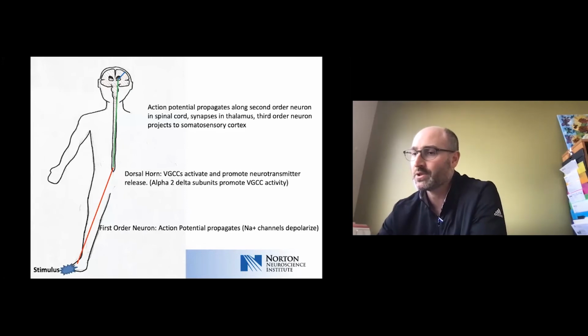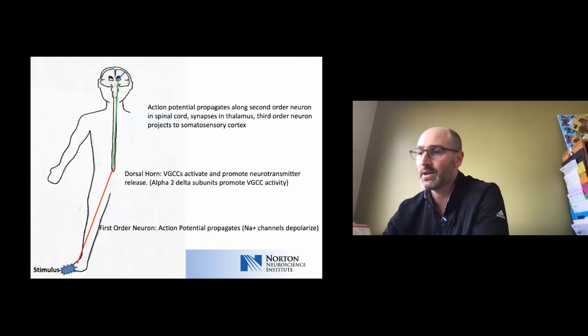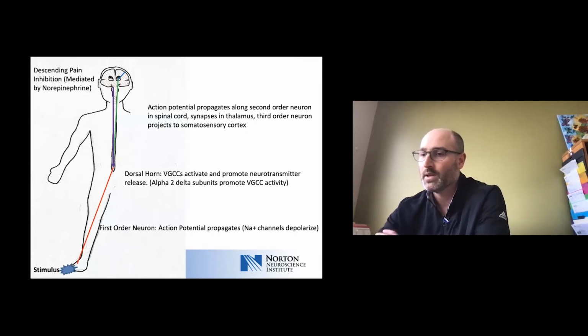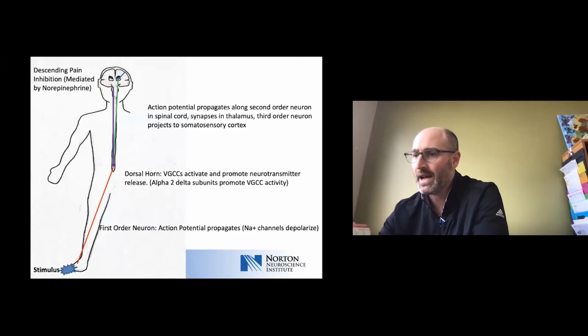From there, the signal is going to travel up second-order neuron to a contralateral thalamus and then on to the somatosensory cortex. And importantly here, we also have pathways that are going to go from the brain and brainstem and descend down the spinal cord to inhibit some of these sensory stimuli to modulate or inhibit pain. And this is mediated by norepinephrine.